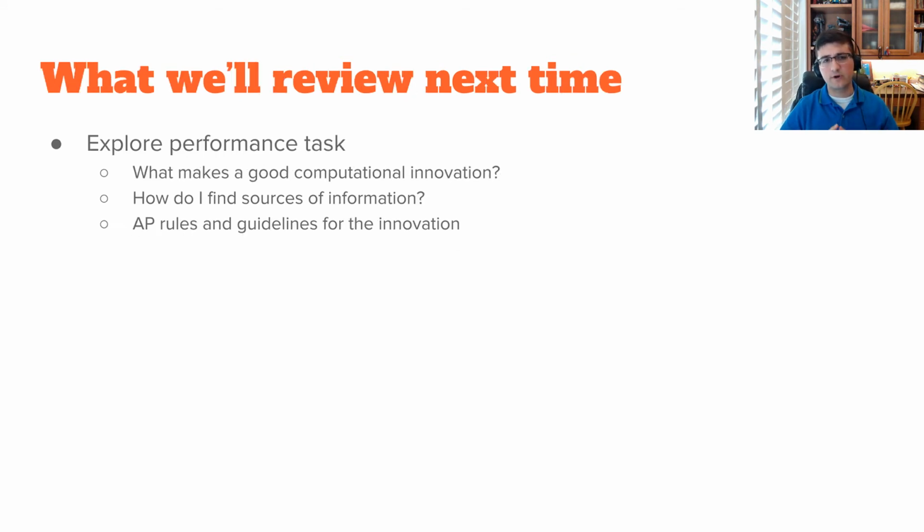Now, what we're going to review next time is the Explore performance task, and this is going to be the one about the computational innovation and what basically makes a good computational innovation. How do I find good sources? This is going to be a very, very big tip. But just look through Google right now if you have an idea of where you can find some. And then last but not least, just AP rules and guidelines for the innovation.